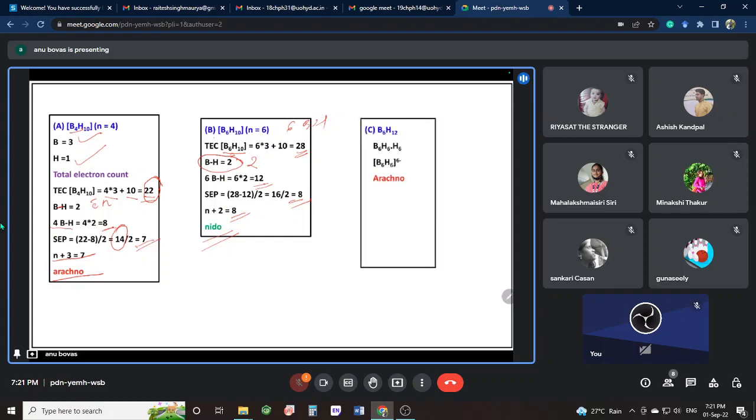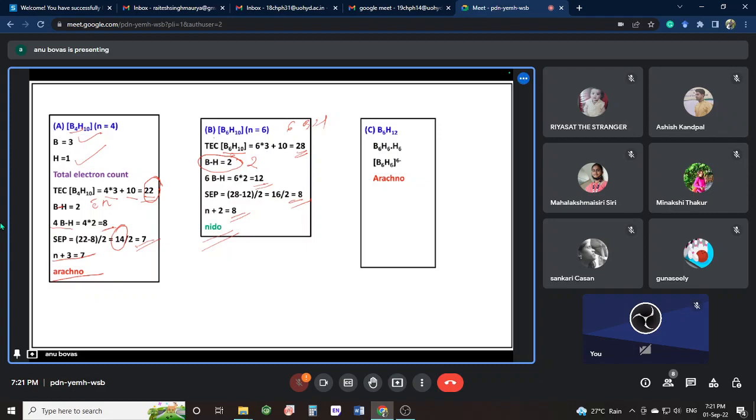Now solving the next, C and D. So this we will solve in a different method. This is easier, and in this method you need not have any calculation. In case of metal clusters, you anyway require calculation to find the number of skeletal electron pairs by the equation that we have seen earlier: total electron count minus 12n divided by 2. But in case of boranes, without any further calculation, we can directly get the answer.